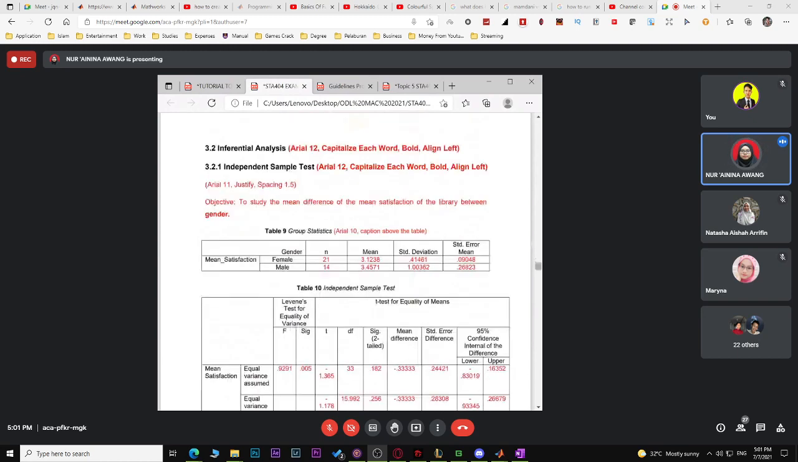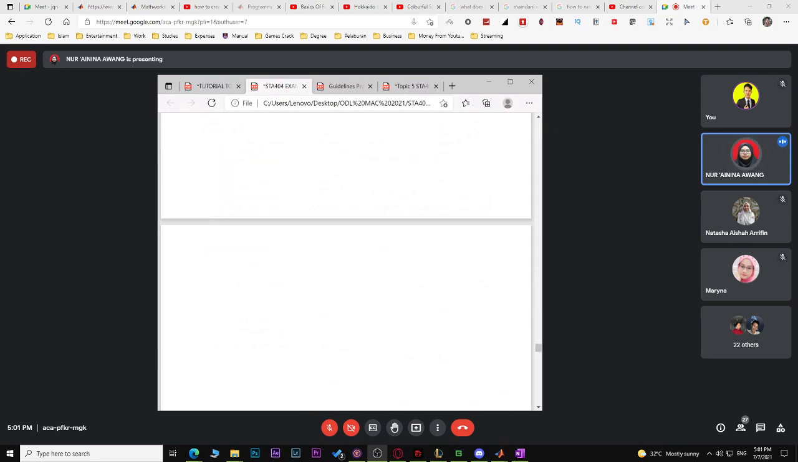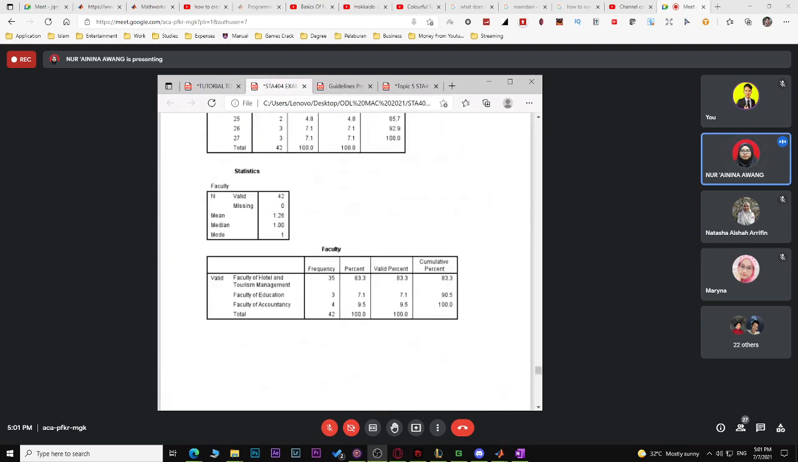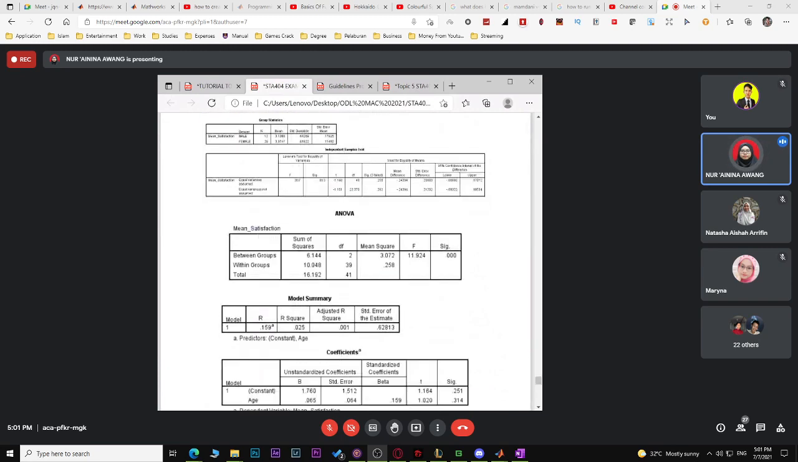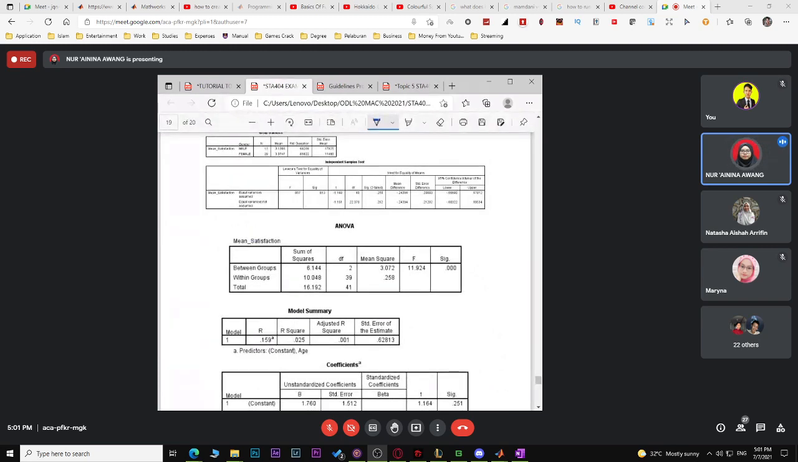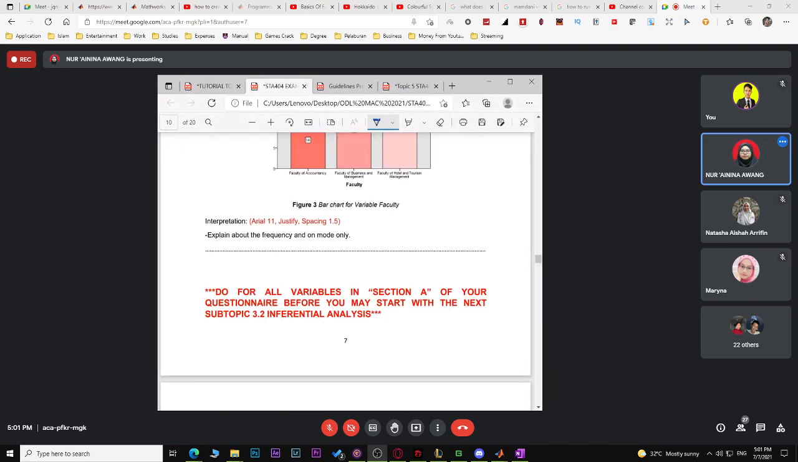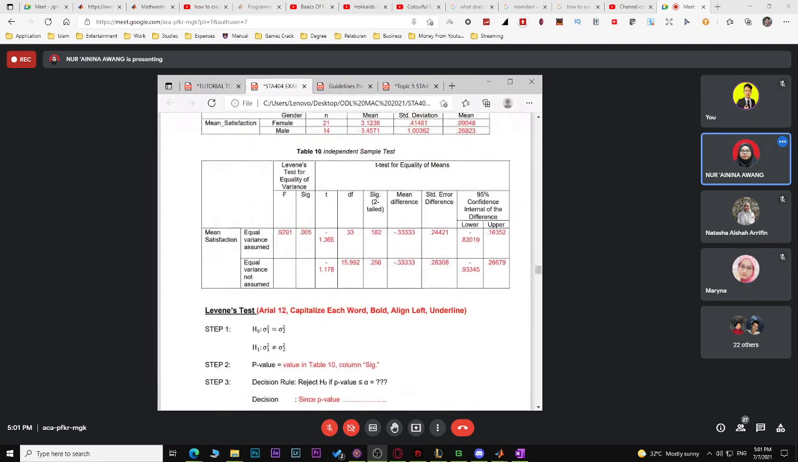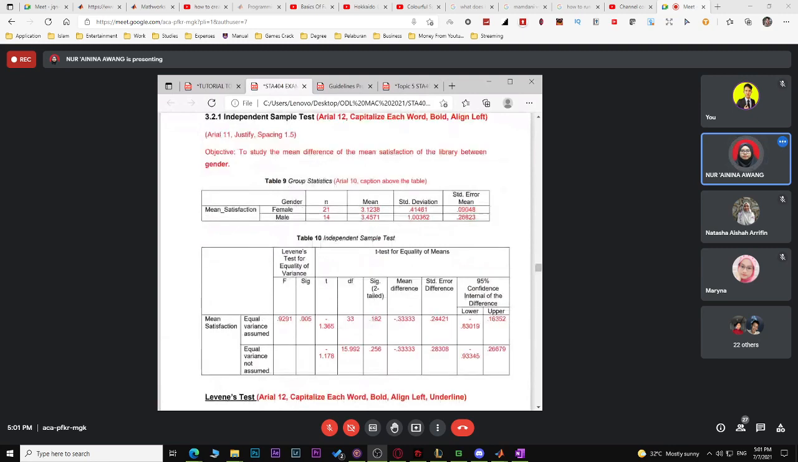And then for inferential analysis, so follow untuk second objective, you guna independent sample test or you guna ANOVA. So if you use independent sample test, so macam biasa you just buat table yang baru. So saya tak nak you copy table yang ini. So you buat table baru. Okay, and then you substitute the value into the table.